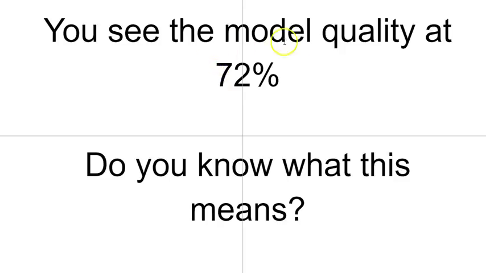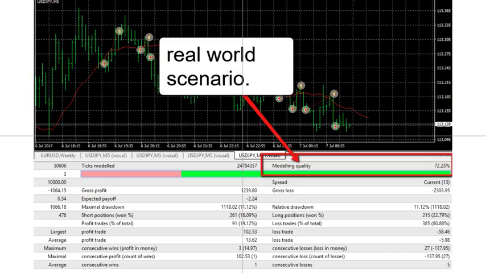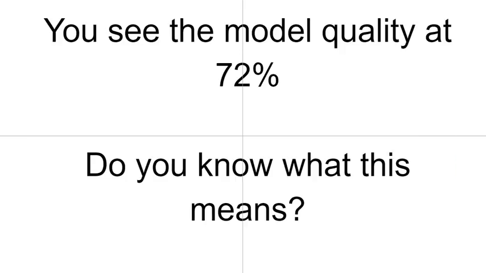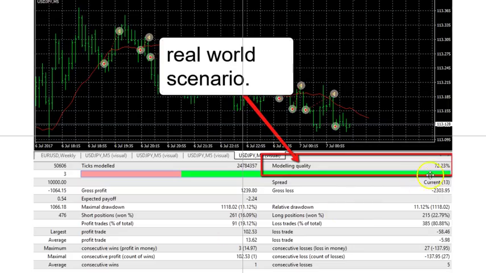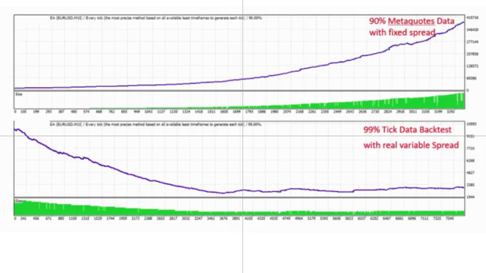So you saw the model quality at 72% right here. Do you know what it means? It means that out of every 100 signals or trades or whatever, 72 of them are going to be accurate, and the rest of the 27.77 are not going to be accurate. So that's kind of crappy if you ask me. Take a look at these two.